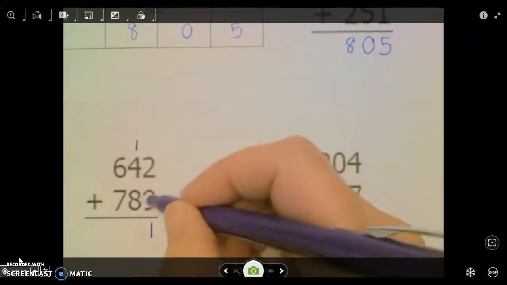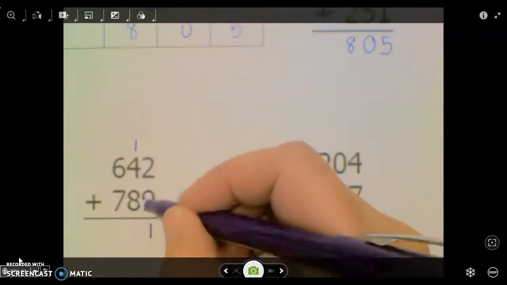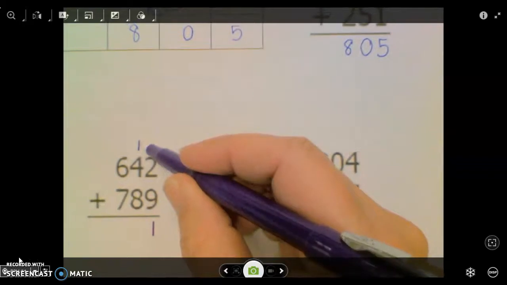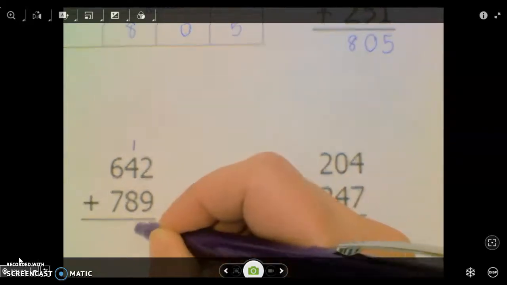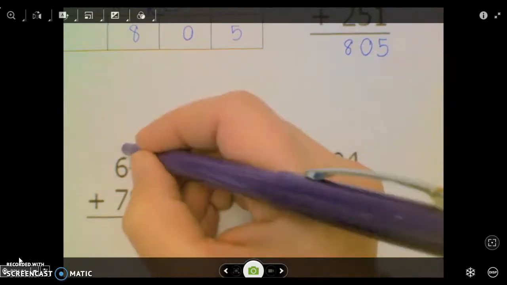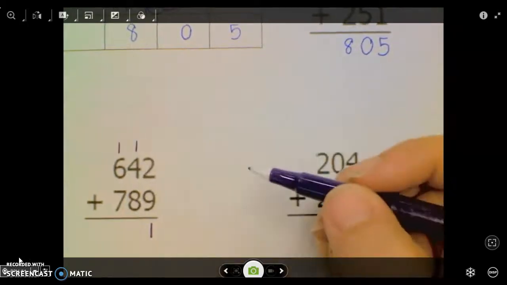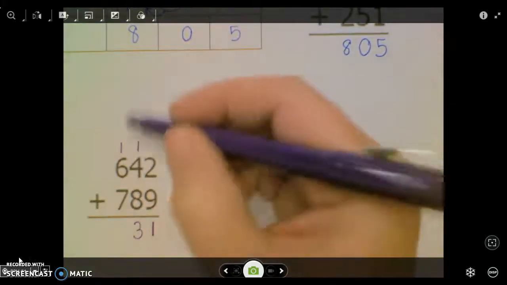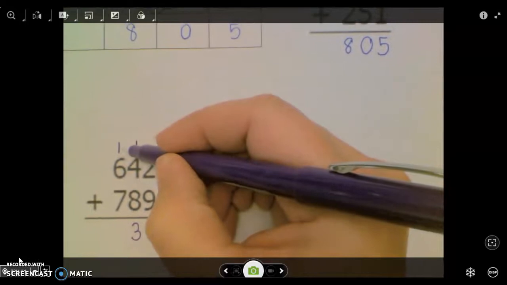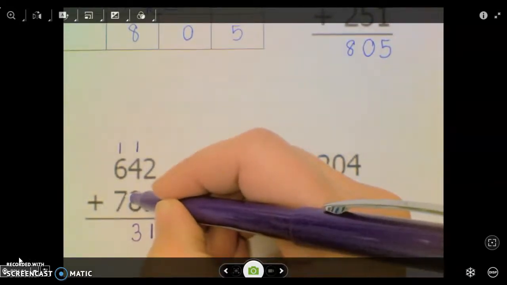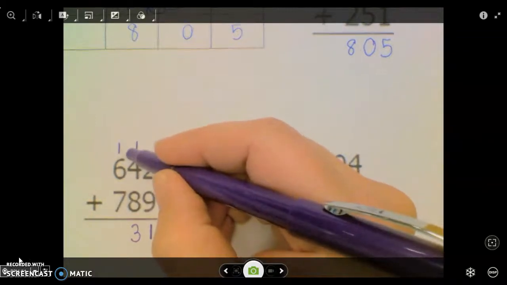Regroup my 10. Then I have 4 plus 8 is 12, plus 1 more is 13. Okay. I can't write 13 down here in this one place value, so I'm going to regroup the 10 over into the hundreds because 10 tens equal hundreds. So I'm going to leave my 3 from my 13 and regroup my 10. Okay. Now I have 6 plus 7 is 13, plus 1 is 14.